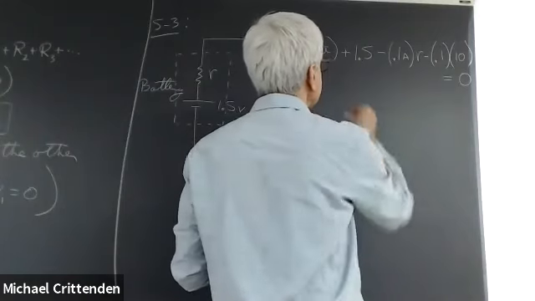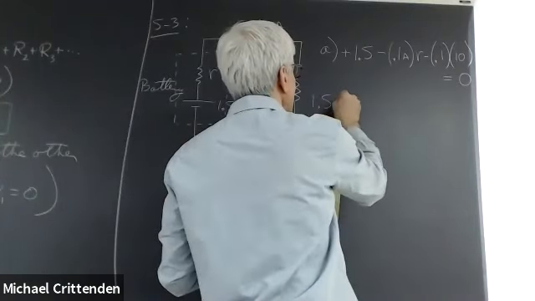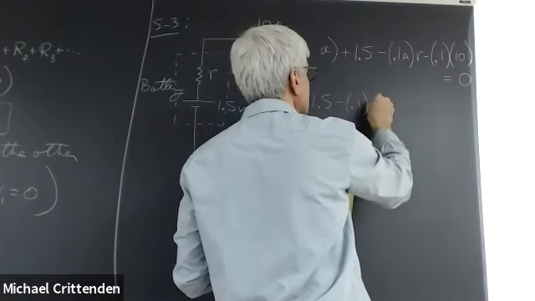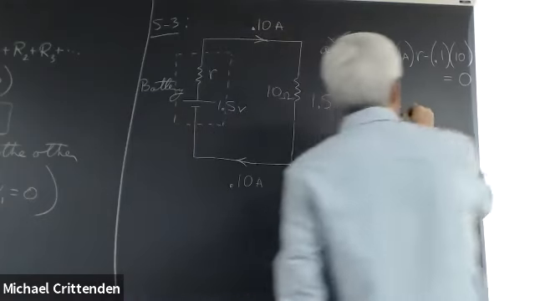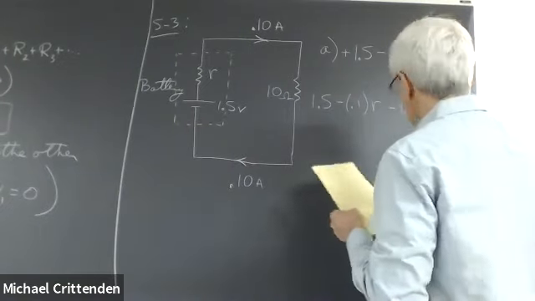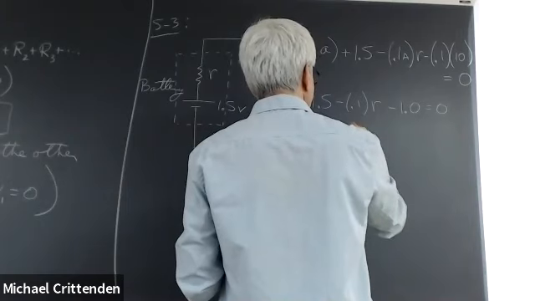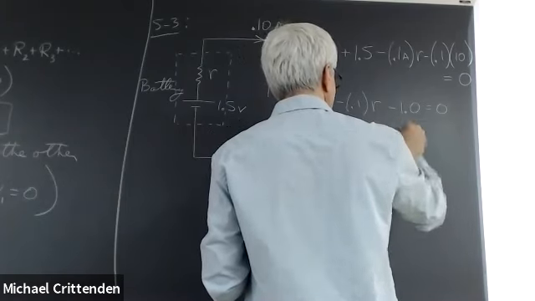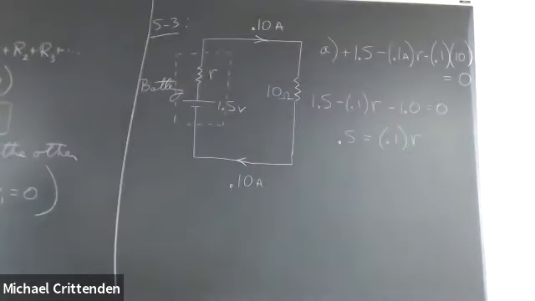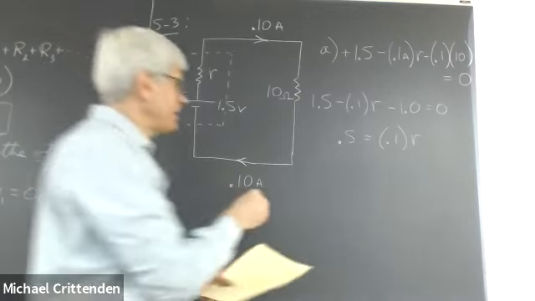So we've got 1.5 minus 0.1 R minus 1 times 10 is 1.0, then 1.5 minus 1.0 is 0.5, and I also added the 0.1 R to both sides, and finally you divide.